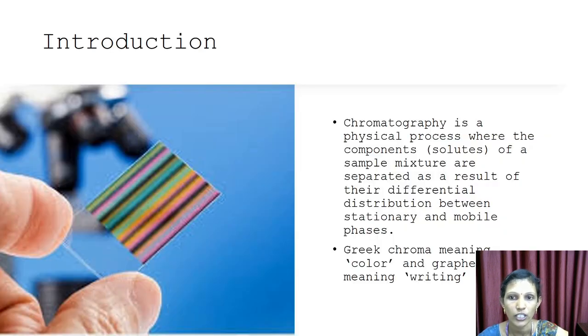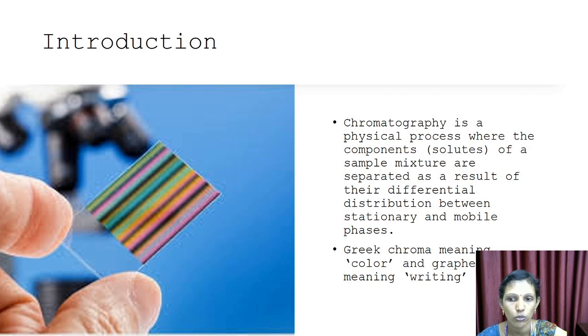Okay, what is the meaning of chromatography and what is it? So chromatography is actually a physical process. In here, the mixture of the solvents is separated and it results in a differential distribution between the stationary and the mobile phases.